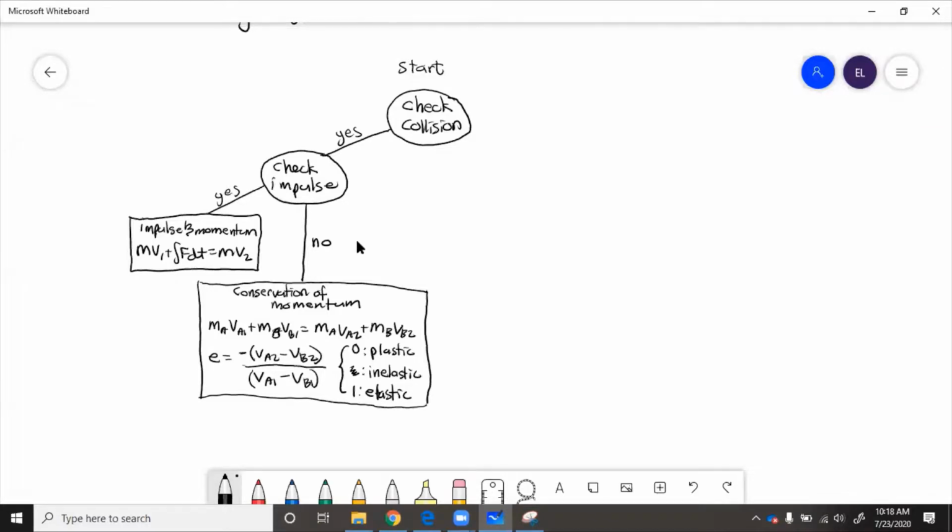All right, so then what if there was not a collision? What are we going to do? If there's not a collision, then we check what motion variables are involved in the problem.